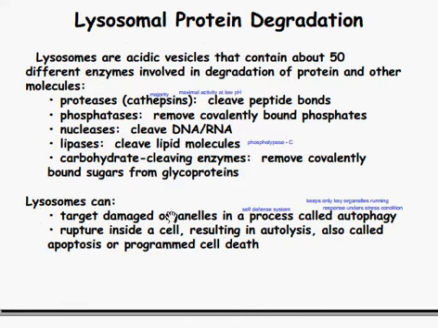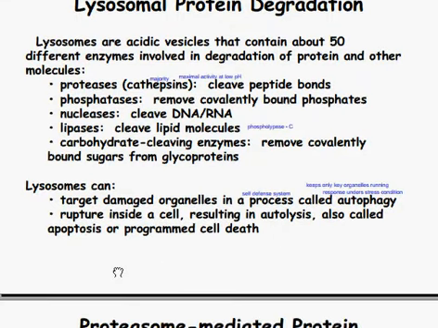Lysosomes can target damaged organelles in a process called autophagy, which is a self-defense system. It ruptures the inside of the cell, resulting in autolysis, also called apoptosis, or programmed cell death, which we talked about much earlier in the semester. Lysosomes can also target these organelles when the cell is in a state of emergency and only needs specific functioning bits in order to survive, so certain organelles can be lysed in order to produce the remaining energy necessary for a short period of time, under a stress response condition, if you will.